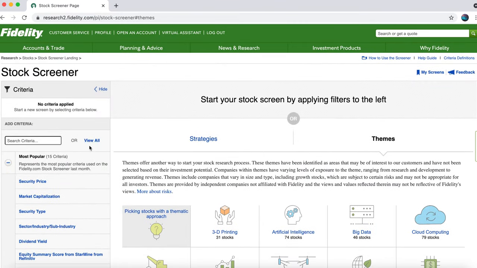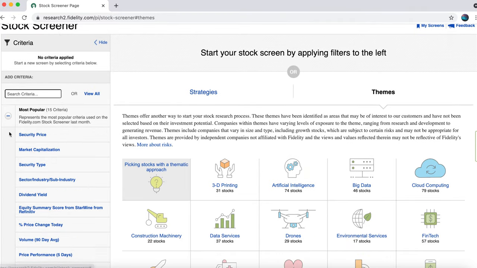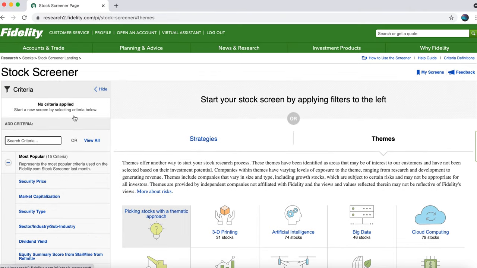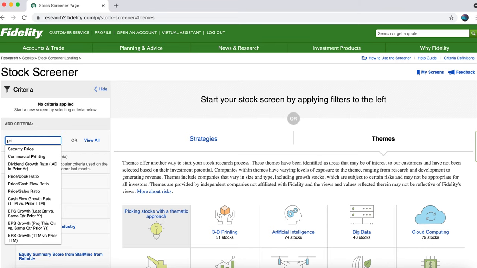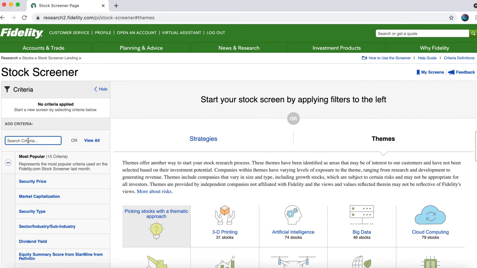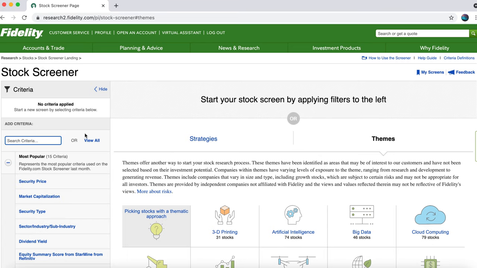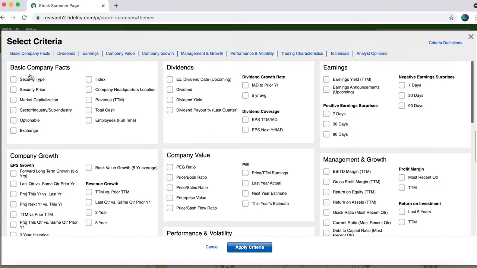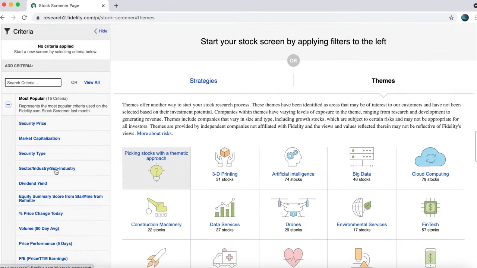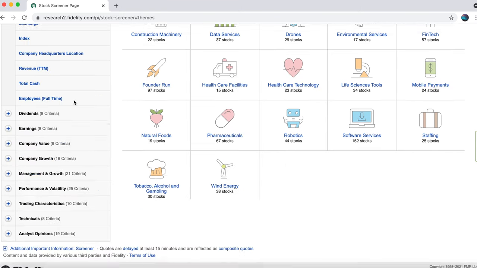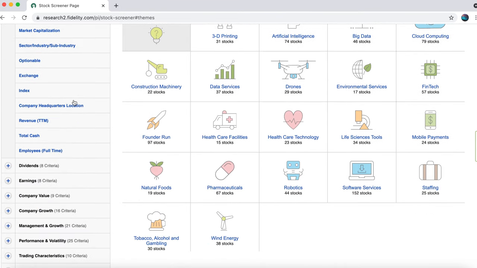But if you want to be more specific, you come over here to the criteria section. At the top, you can search for something. So if you want to do price, you can simply search. And as you search, so let's say dividend, you can kind of narrow things down a little bit that way. So it's a little bit more convenient and fast. Or you can do view all, and it kind of gives you a bunch of lists and you can kind of check everything. Or you can simply come down here and click on different criteria that you're looking for to find a particular stock.